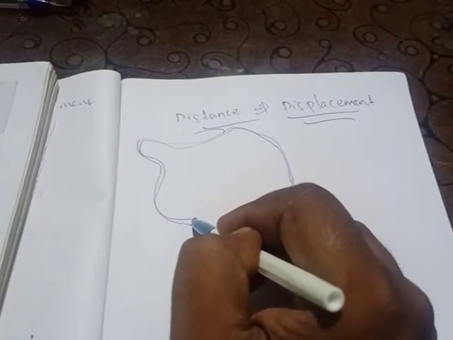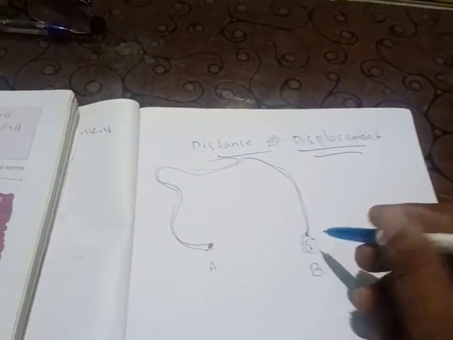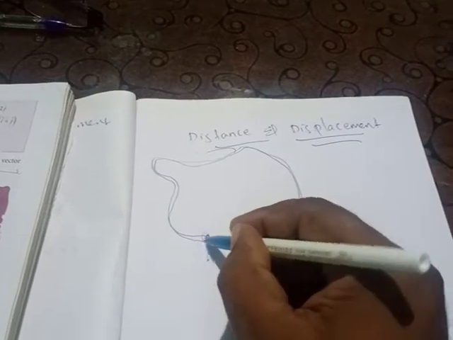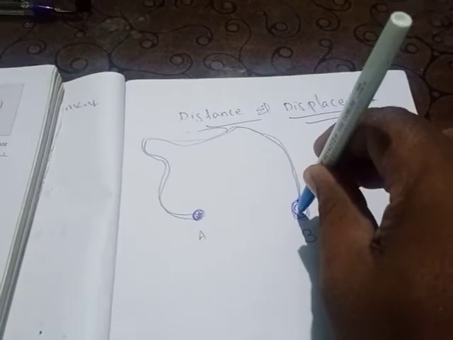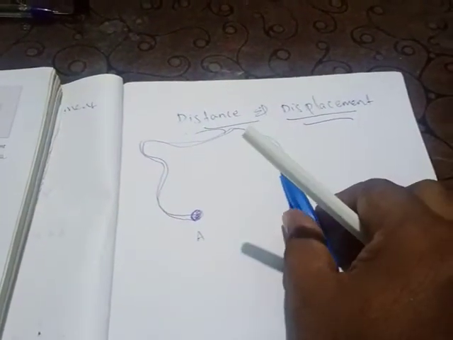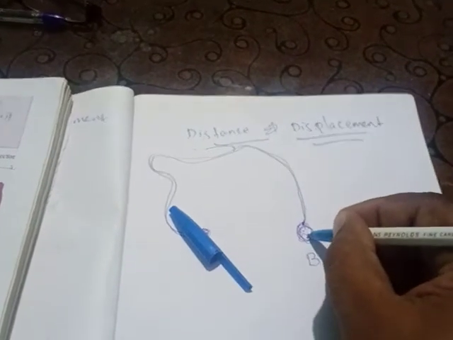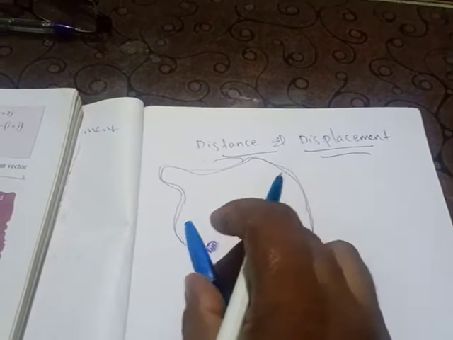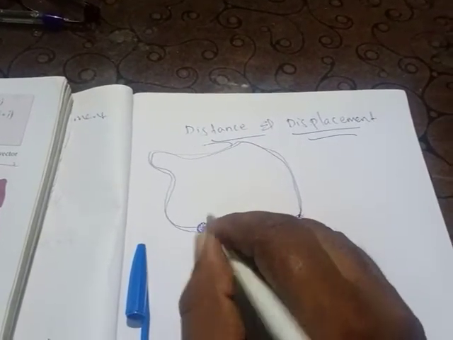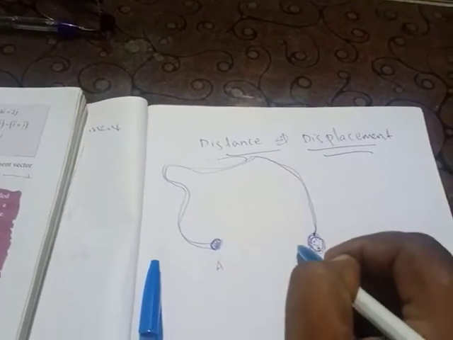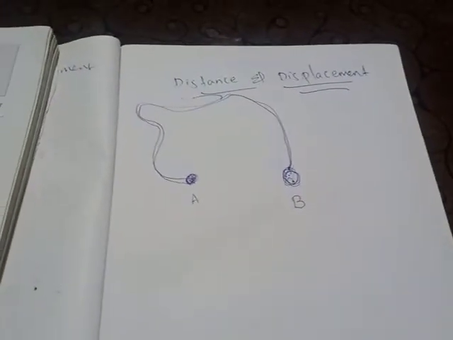And displacement, what I said, this is the initial position and this is the final position. There is a difference between this initial position and this final position. This difference between the final position and the initial position is what we call displacement.